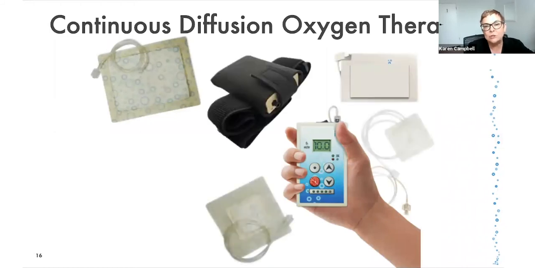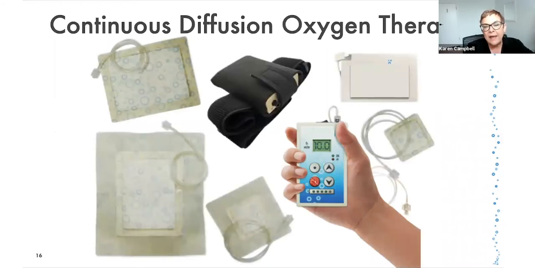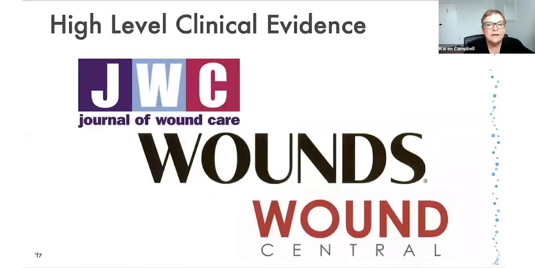And this actually shows what the unit looks like and what the dressings that accompany the unit look like. You can also see there's a carrying case so that patients could either wear this unit around their waist or on their legs, whatever position is appropriate given the location of their wound. And now I'm going to start talking about some of the high-level evidence that we have regarding CDO.